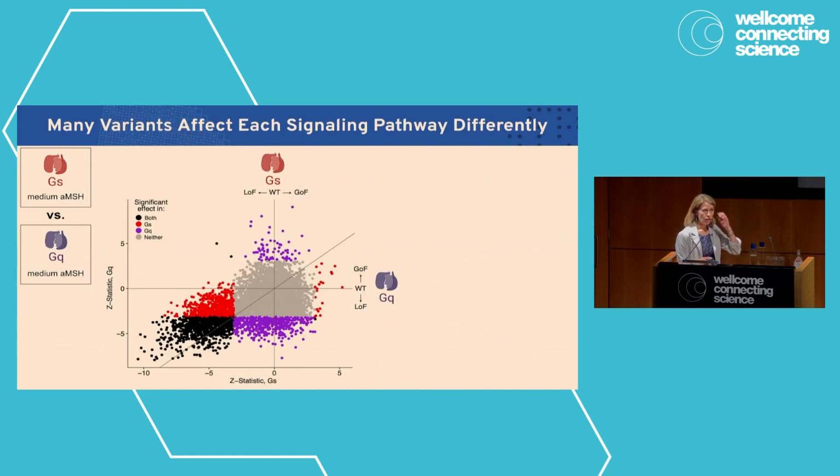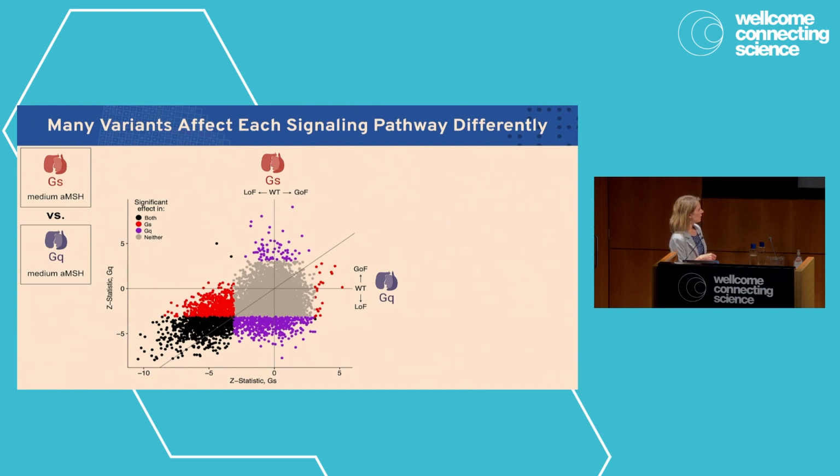At another level, we can actually compare and contrast different assays to see if we can identify variant effects that are specific to one assay or another. So I'm showing here data comparing our GS assay versus the GQ assay for a moderate level of agonist stimulation. On the x-axis is the Z statistic for the GS assay. So again, wild type is 0, loss of function is to the left, gain of function is to the right. And on the y-axis, we have the Z statistic for GQ. So anything above is gain of function, anything below is loss of function.